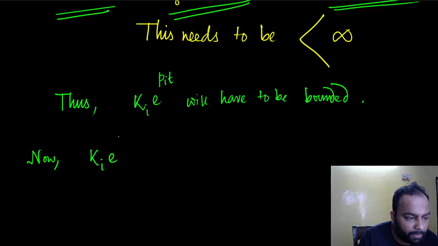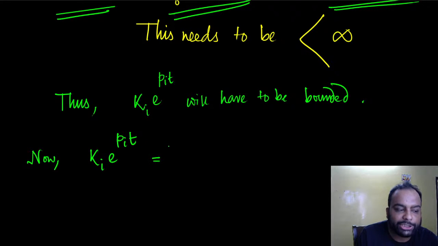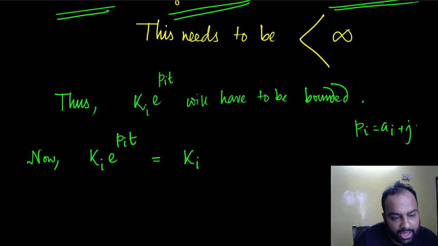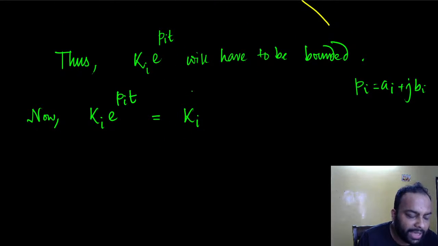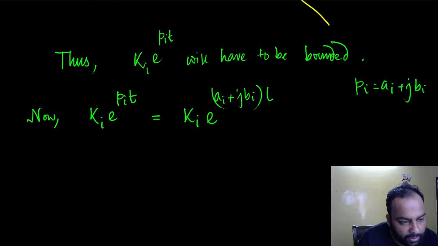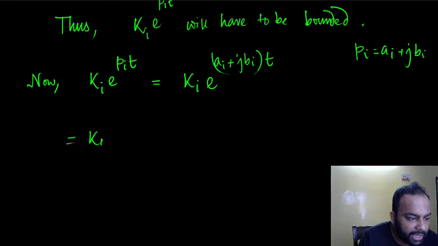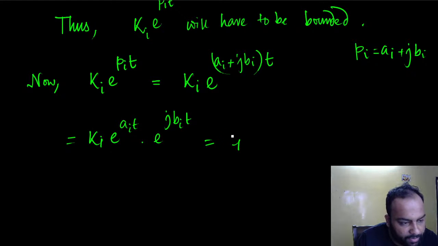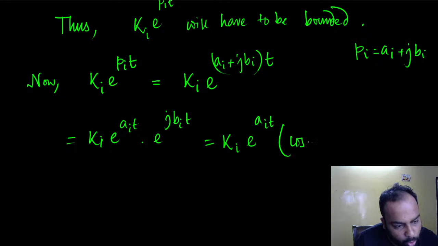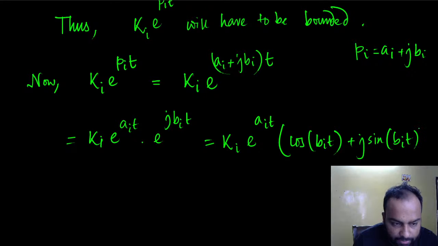Now this is ki e to the power pit, right? Again, we are assuming this to be a complex number, so we are saying pi to be equal to ai plus jbi, right? So ki e to the power ai plus jbi t, all right, and this can be written as ki e to the power ait times e to the power j bit, and this is going to be ki e to the power ait times cosine bit plus j sine bit, right?